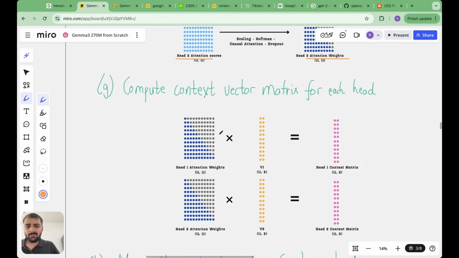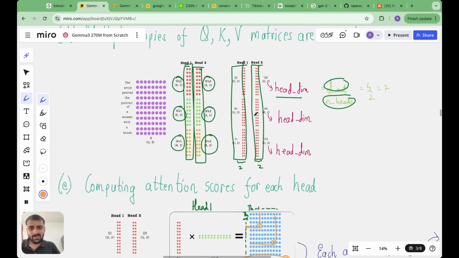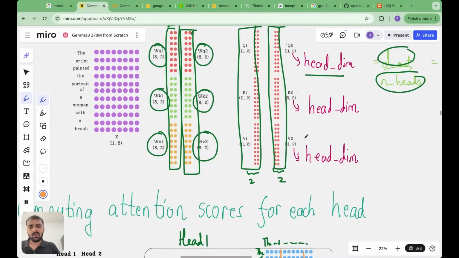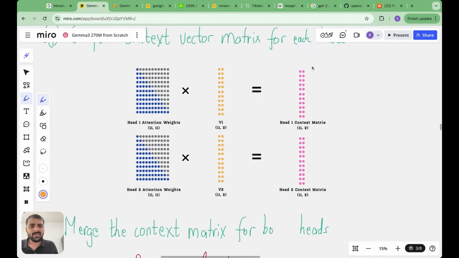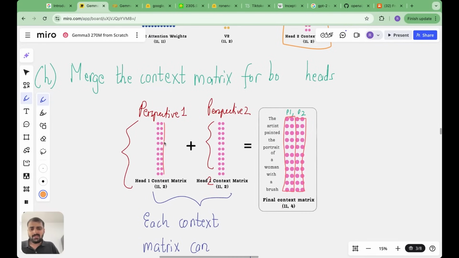And the last step is multiplying the attention weights with the value vectors. So as the keys and the queries are split into half, you will see that the value vectors are also split into half, right? V1 and V2. So the last step is to actually multiply the head 1 attention weights with V1. That gives me the head 1 context matrix. And you multiply the head 2 attention weights with V2. That gives you the head 2 context matrix. And finally, these two context matrices you merge together, that gives you the final context matrix, which is 11, 4. This is the final matrix which comes out of the attention mechanism.